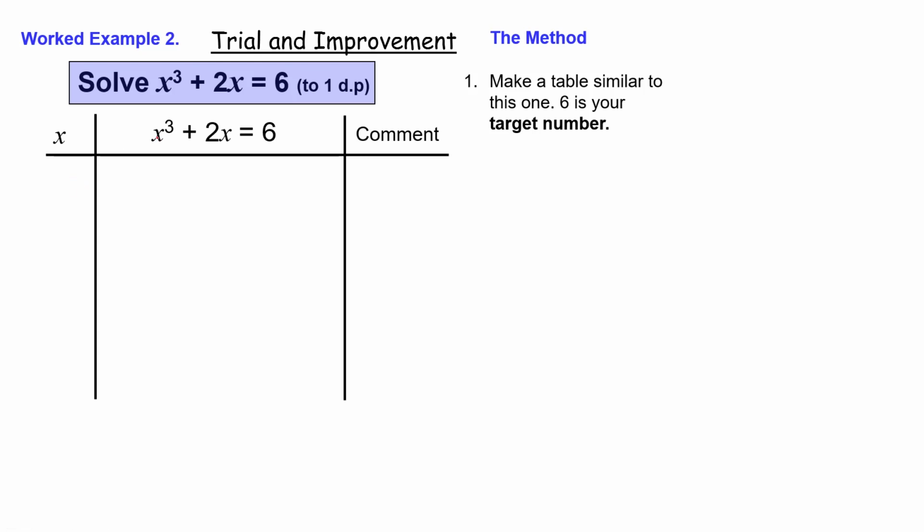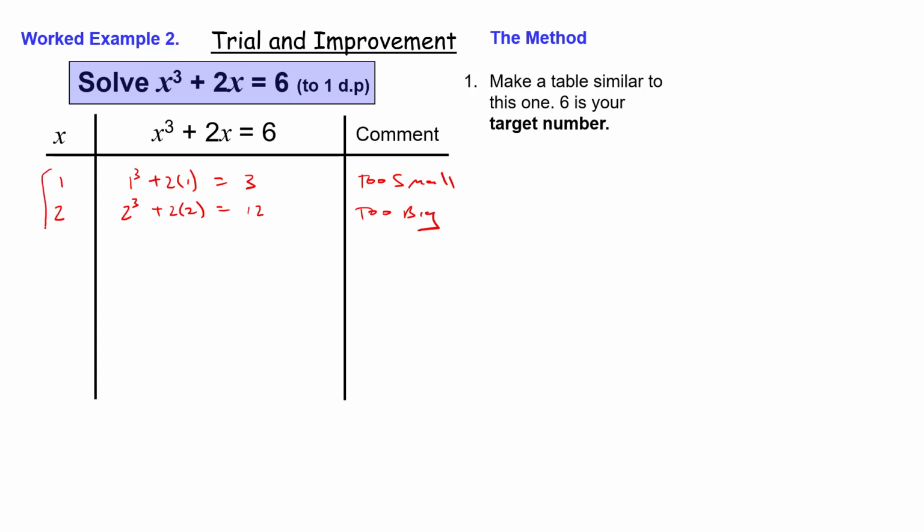In this case, it's only up to 6, so it's a small number. I'm going to try 1. Okay, so I'm going to try 1, and when I try 1, I get 1 cubed plus 2 times 1, and that gives me 3. Too small. 1's too small. So logically, I'm going to try 2. 2 cubed plus 2 times 2. If I work that out, that's 8 plus 4 is 12. Too big.